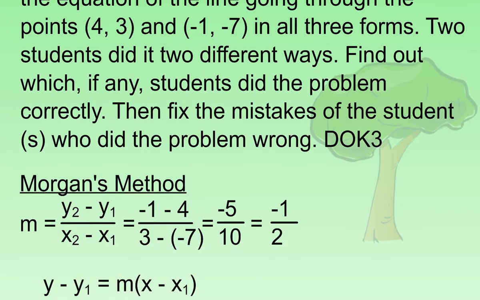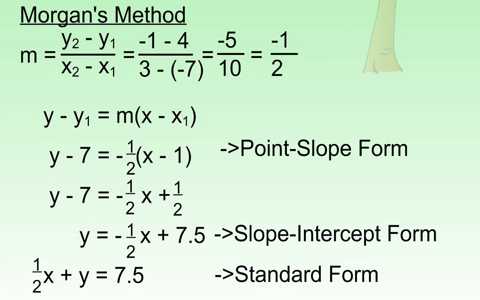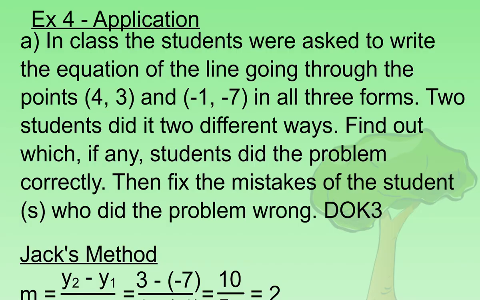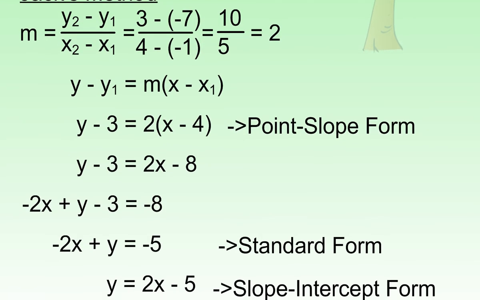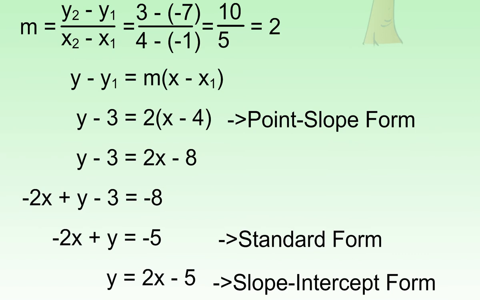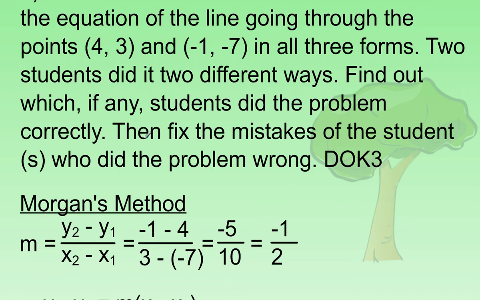So we're given Megan's method, and this is what Megan did. And we're given Jack's method, and that's what Jack did. Now, typically to do this, we could go through and check out their steps. So let's see here. So x1, y1, x2, y2.